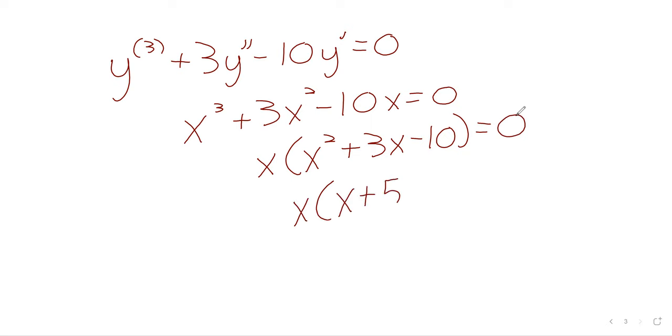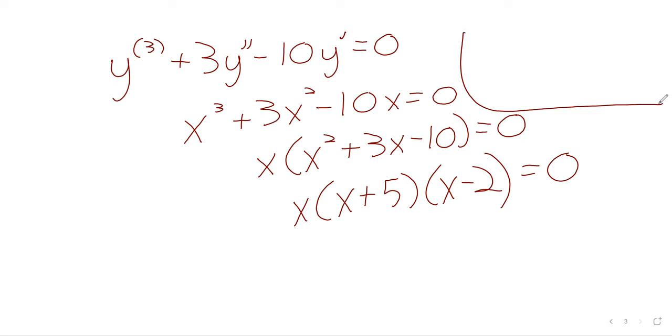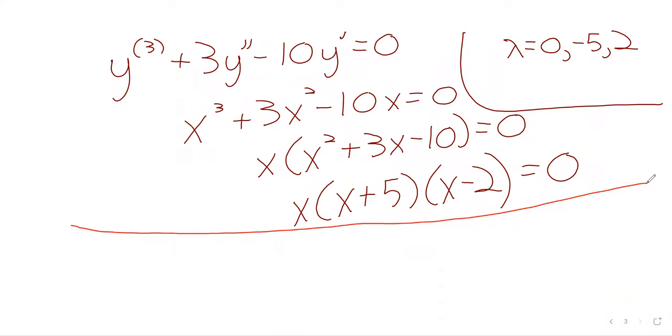You always know a classroom exercise by how well stuff factors. But x squared plus 3x minus 10, we can just factor that, and we get three real roots from this. We get lambda equals 0, negative 5, positive 2. And when you have real roots, it works exactly how it did in the second order case. We're going to get solutions e to the 0x, e to the negative 5x, e to the 2x.